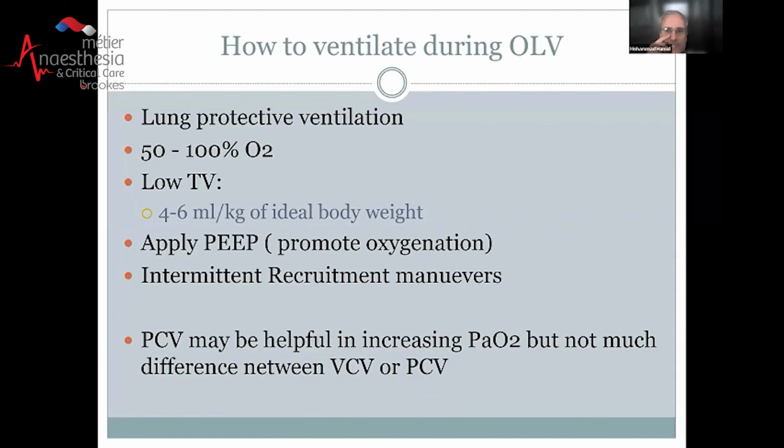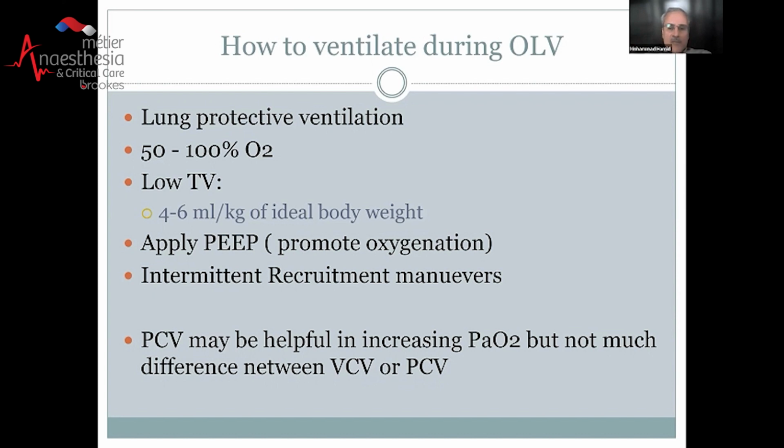So how to ventilate a patient? Once you have inserted a double lumen tube and it's ventilating properly, what should be done? It should be a lung protective ventilation. This is basically a new concept. In older books, it was mentioned that larger tidal volume should be delivered to the patient, about 10 to 20 ml per kg, with 100% oxygen.